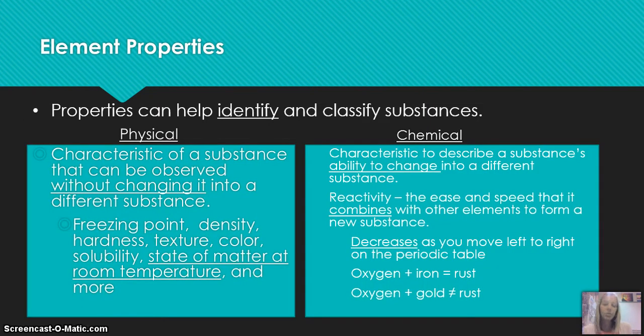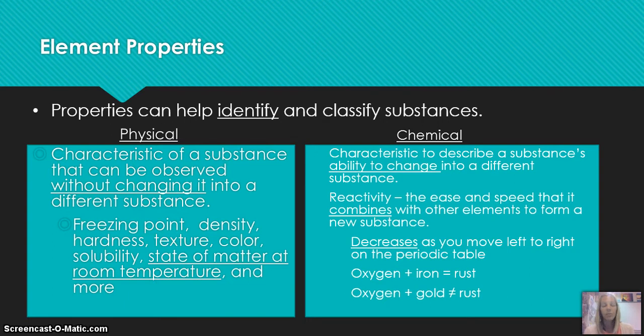So in order to move on and to really talk about the differences between metals and metalloids and nonmetals, which are three major groupings of elements on the periodic table, we need to talk about what a property is, because all elements have different properties, while some groups of elements have some similar properties. Properties can help identify and classify substances. So, a physical property is a characteristic of a substance that can be observed without changing it into a different substance.